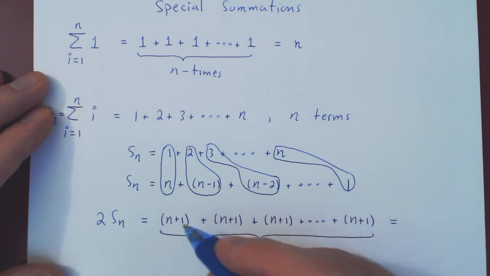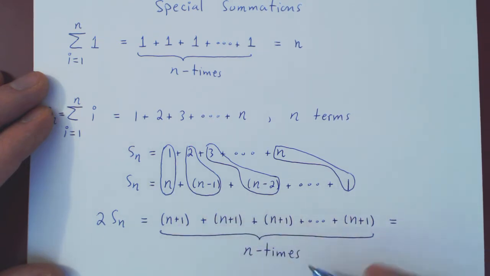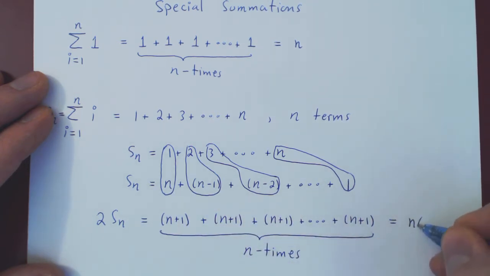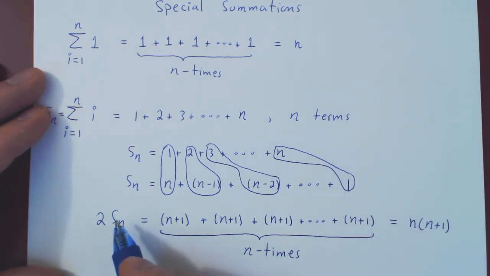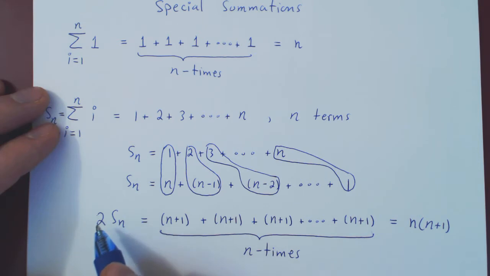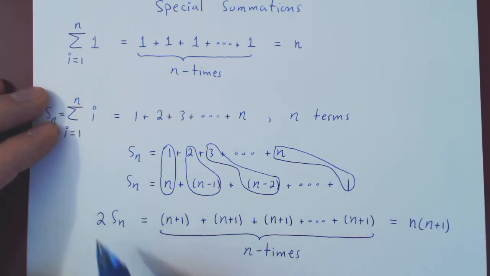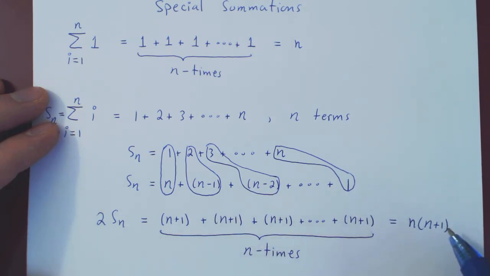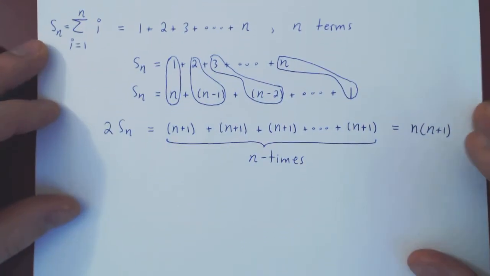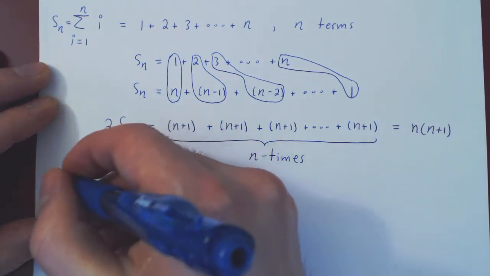But if you're adding n plus 1 plus n plus 1 plus n plus 1, n times, that is just n times n plus 1. And look at the equality now. 2 times Sn equals n times n plus 1, so Sn, divided by 2, you now have a formula for Sn being n times n plus 1 over 2. And this is fantastic.